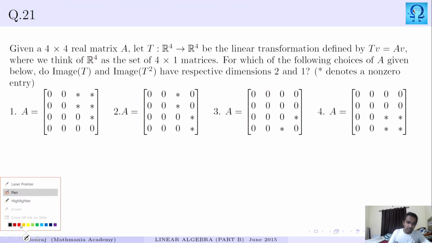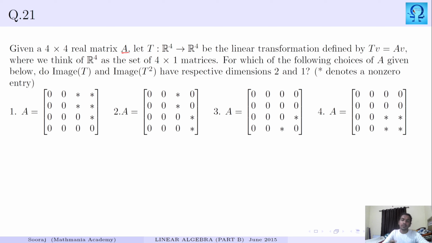In the first question, we are given a 4 by 4 real matrix A, and T is some linear transformation which is defined by Tv equal to Av, which means they are associating this matrix A with the linear transformation T, and the basis is not discussed here.